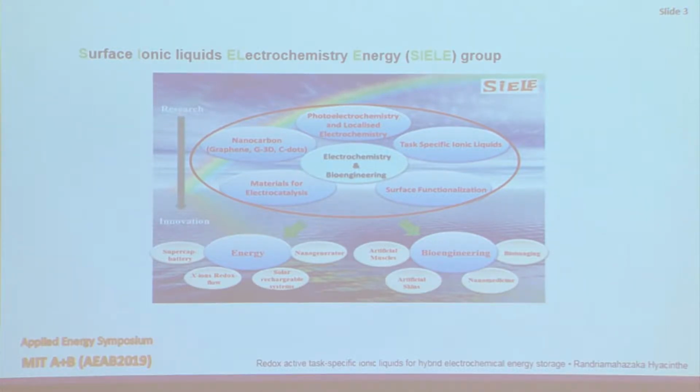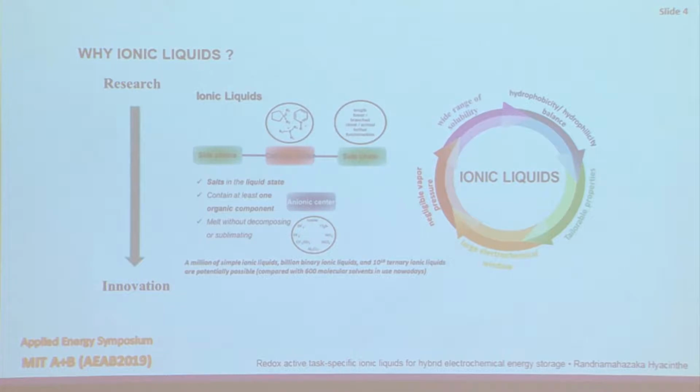Briefly, what is an ionic liquid? Maybe some people are not familiar with ionic liquids, but an ionic liquid is a combination of an anion and a cation, and some of them are organic compounds. The main interest of ionic liquids is that they are molten salts at ambient temperature, and it is possible to modulate their properties by changing the chemical nature of the cation or the anion. In this case, you are able to control different kinds of properties.